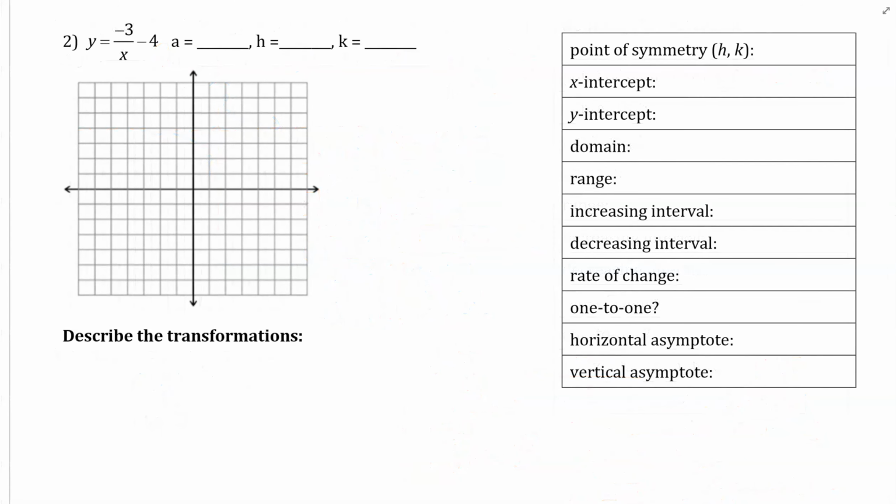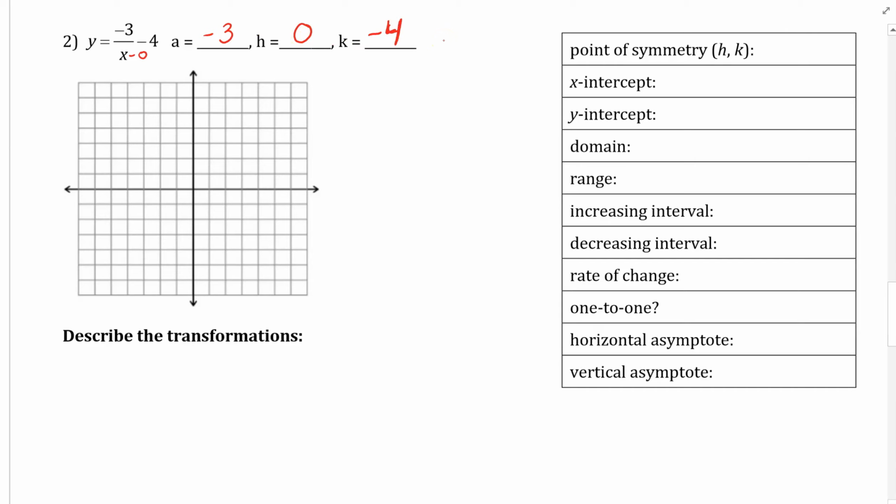So let's take a look at example 2. And looking at the way it's set up, I can see that my a value is -3. And looking in the denominator, all I see is x. I can think of that maybe as x minus 0 if that helps. But basically, because only x is in the denominator, we can think of h as 0. K will always be the number being added to or subtracted from the fraction itself. So k is -4. Okay, so I have my a, my h, and my k.